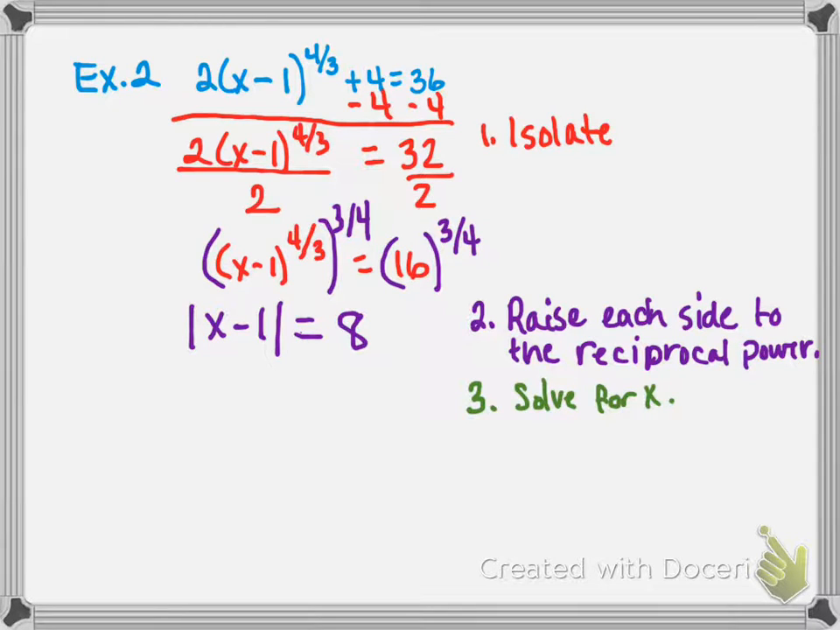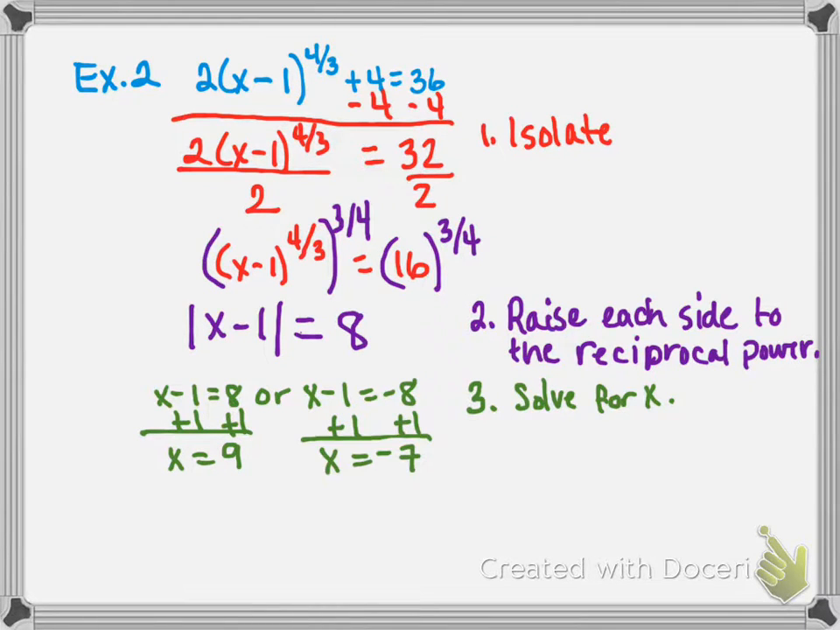Now we'll solve for x. So remember, with absolute value equations, we need to split it up into 2 separate equations. We'll have the equation x minus 1 equals 8, and the equation x minus 1 equals negative 8. And we'll solve each of these. We'll add 1 to both sides, x is 9. Again, add 1 to both sides, x is negative 7. So we have 2 possible solutions, 9 and negative 7.